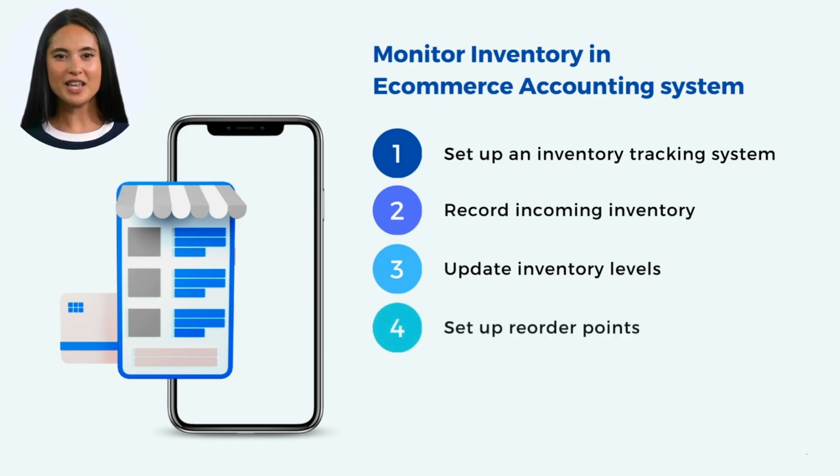4. Set up reorder points. Determine the minimum quantity of inventory you need to have on hand to fulfill orders. This is known as your reorder point. When your inventory levels reach this point, it's time to reorder more inventory. 5. Conduct regular audits. Conduct regular audits of your inventory levels to ensure that your inventory tracking system is accurate. This can help you identify any discrepancies and prevent inventory shrinkage.